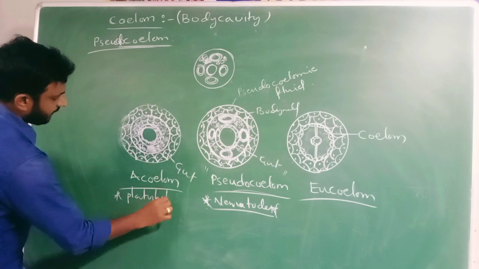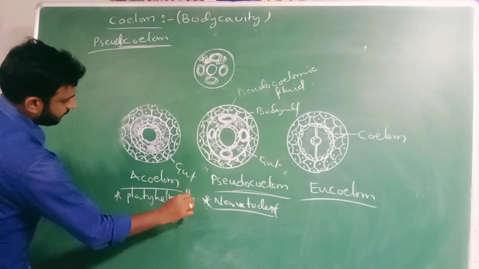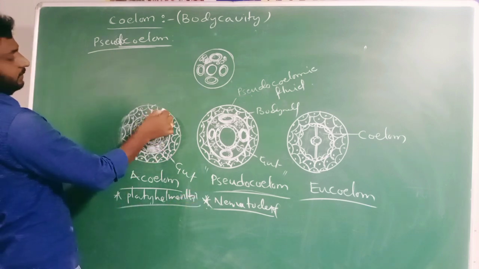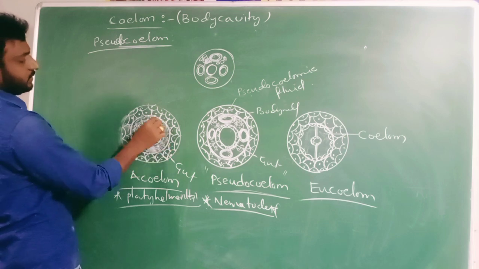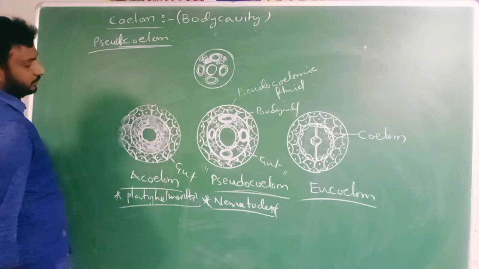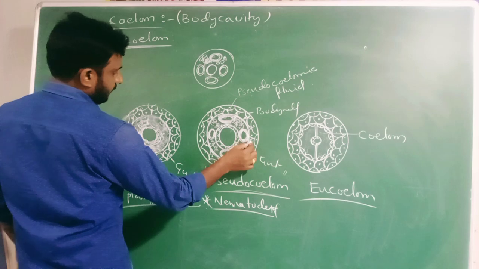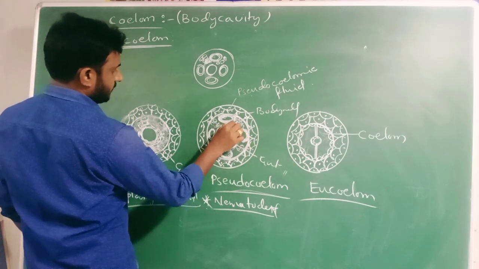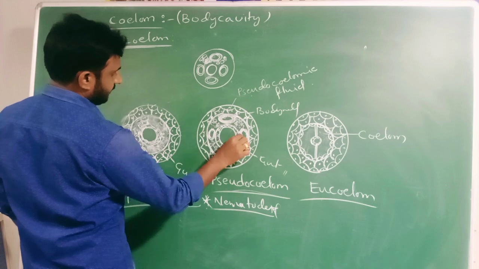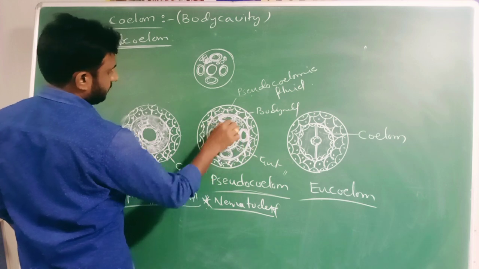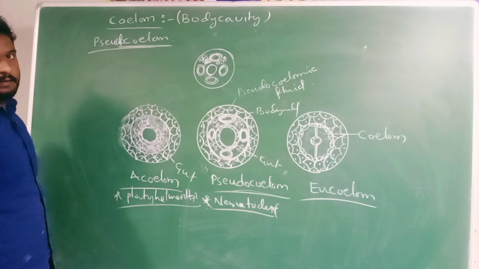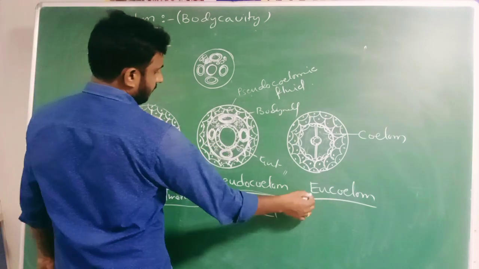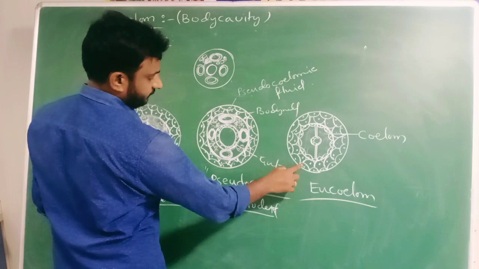Acoelom: absence of body cavity, and between the gut and body wall there is a tissue called mesenchymal tissue or parenchymal tissue. In pseudocoelom, cavities are present between the gut and body wall, but they are not continuous, present at scattered places only. The remaining place is filled with mesenchyme or parenchymal tissue.